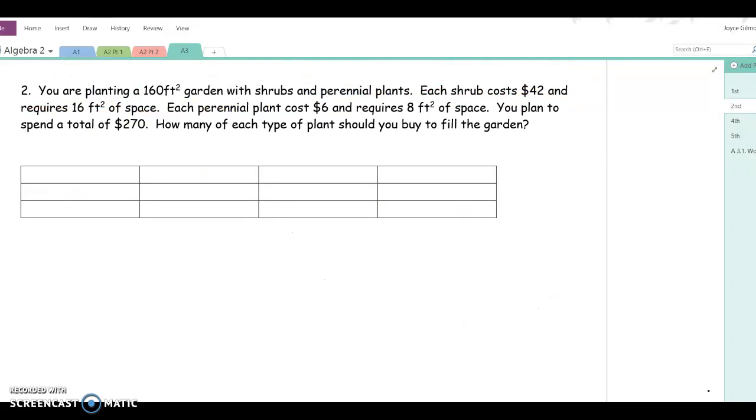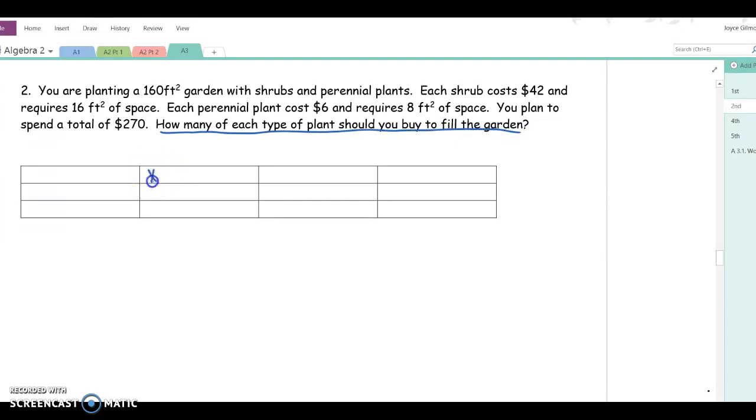You're planting a 160 square foot garden with shrubs and perennial plants. Each shrub costs $42 and requires 16 square feet of space. Each perennial plant costs $6 and requires 8 square feet of space. You plan to spend a total of $270. How many of each type of plant should you buy to fill the garden? So, how many of each type of plant?